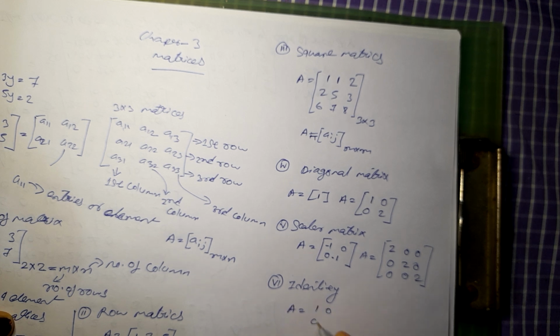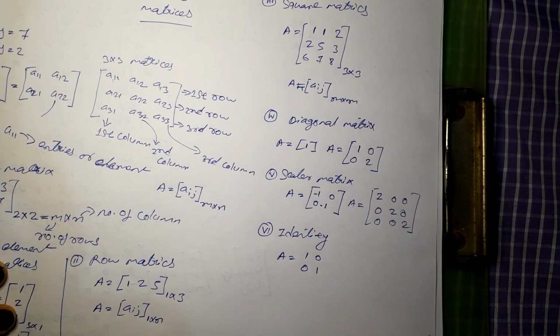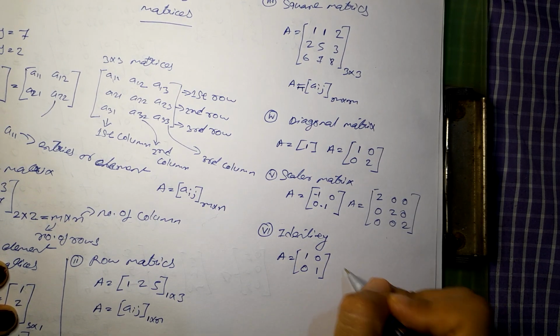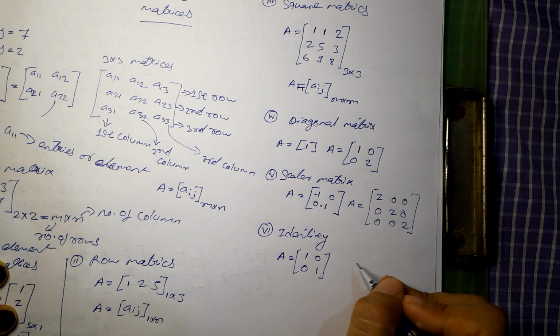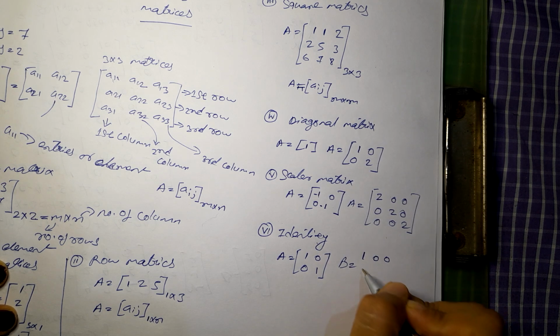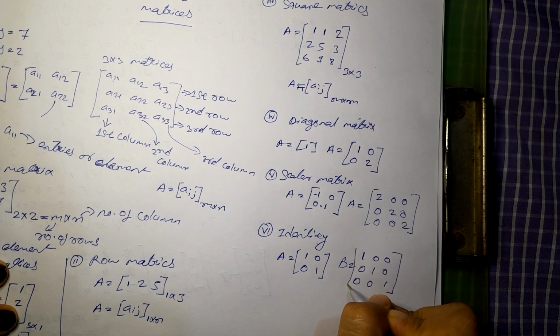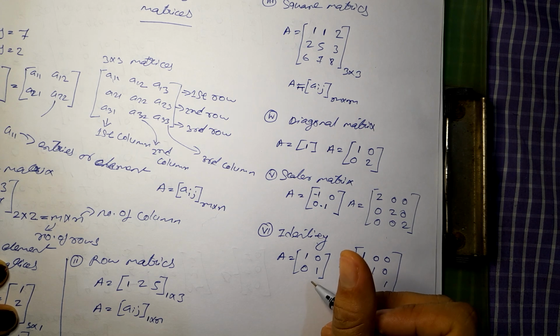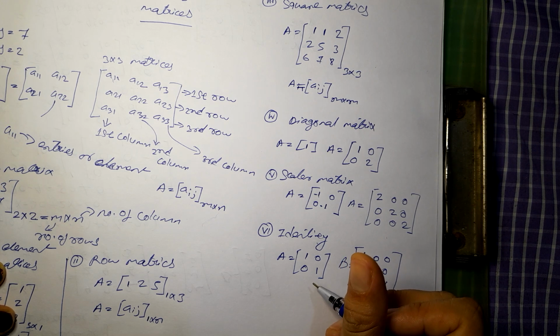1 0 0 1. This is the identity matrix for the 2 cross 2 matrix. Let's take another, 3 cross 3: 1 0 0, 0 1 0, 0 0 1. So this is the identity matrix of the 3 cross 3 matrix, and this is the identity matrix of the 2 cross 2 matrix.